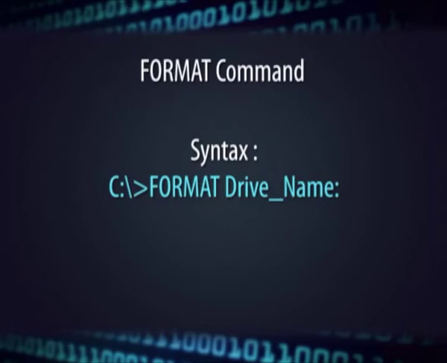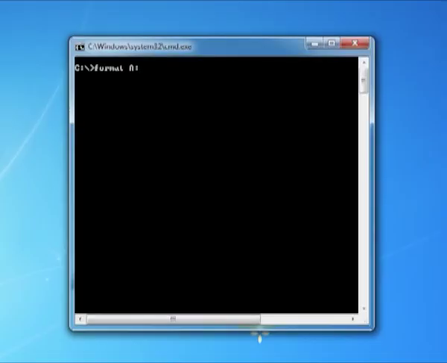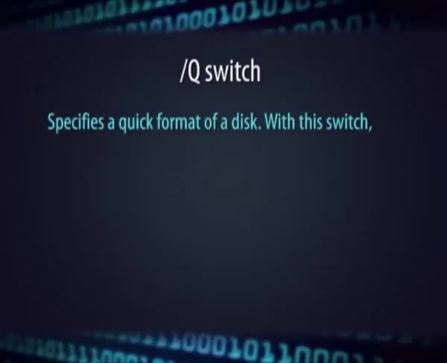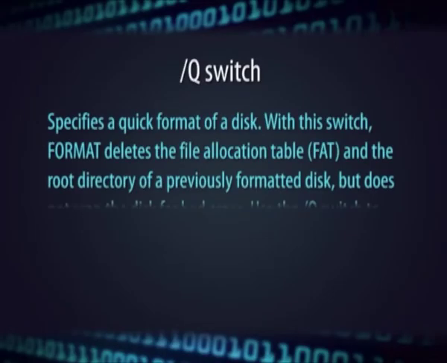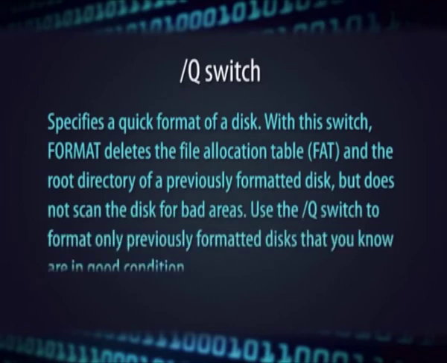Syntax: C prompt format drive name. For example, C prompt format A:. Here, A is a drive parameter used for floppy disk drive. Now using switches. /q specifies a quick format of a disk.